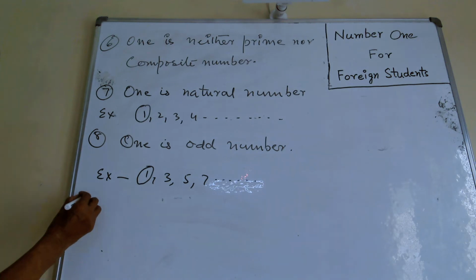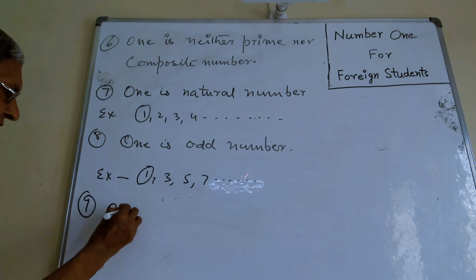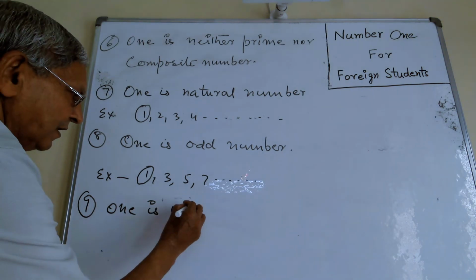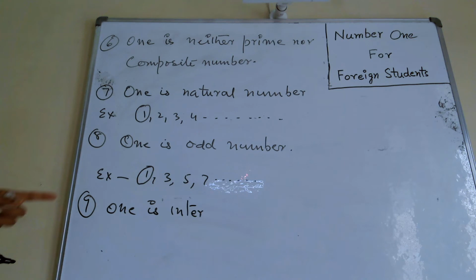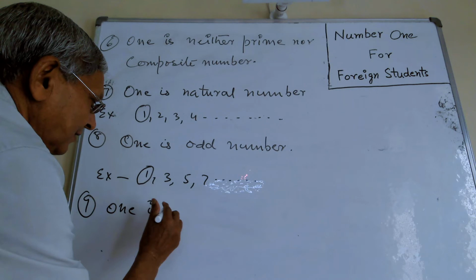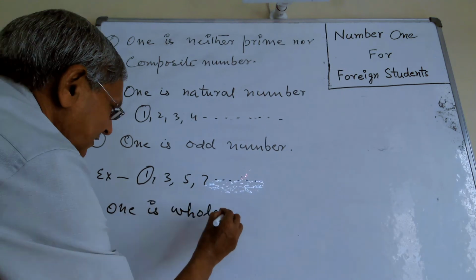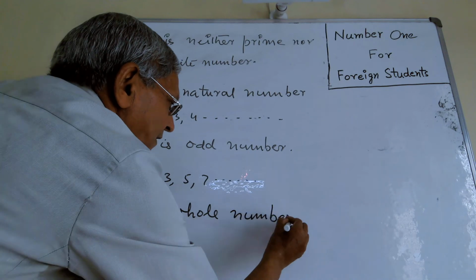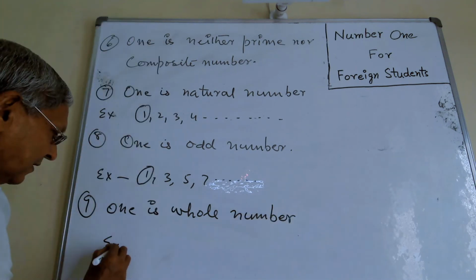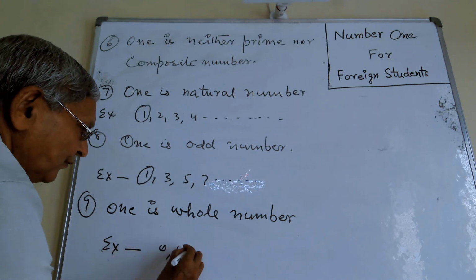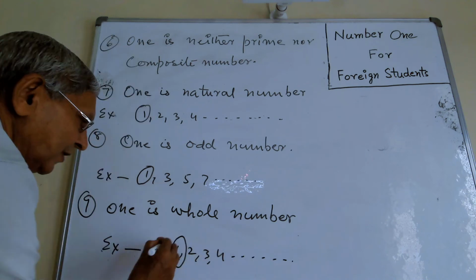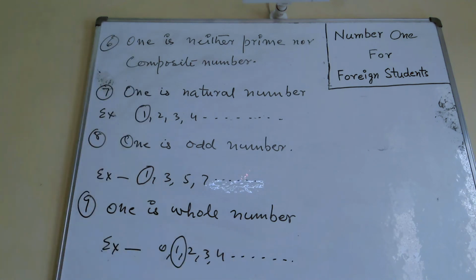Next property. 1 is a whole number also. First write down the whole numbers. Example, see, 0, 1, 2, 3, 4. 1 is the second whole number.